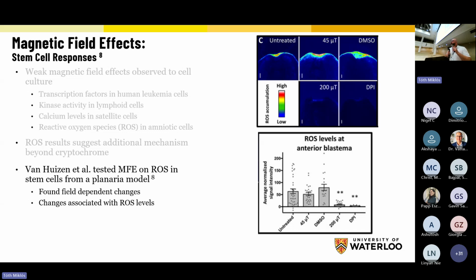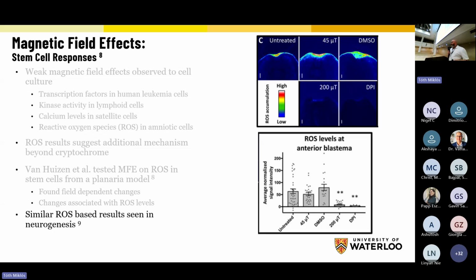They also then looked specifically at the levels of ROS, depending on the field applied. And what they found is that the amount of ROS recruited into those stem cells to trigger the stem cell differentiation and growth was also field dependent, leading them to conclude that the regrowth of stem cells was both field dependent and correlated with reactive oxygen species. And this led them to conclude that it was a reactive oxygen species driven process as opposed to something like a cryptochrome driven process. Similar results have been observed in other cell types.